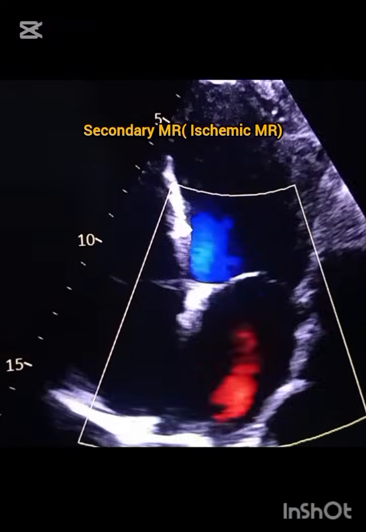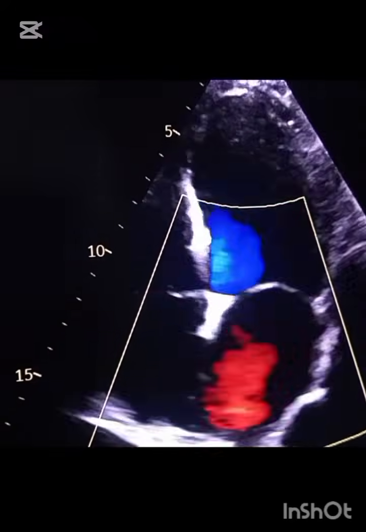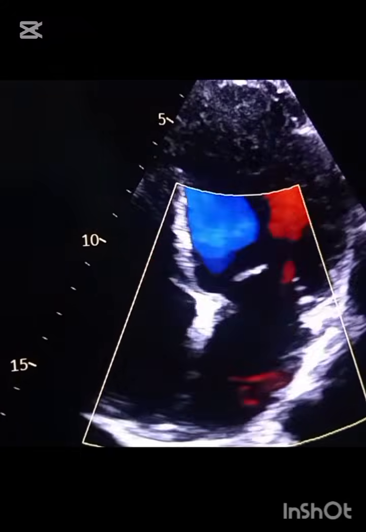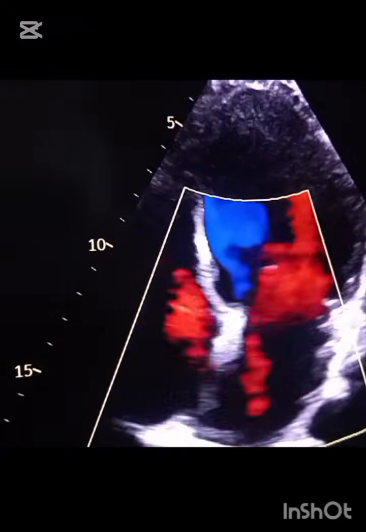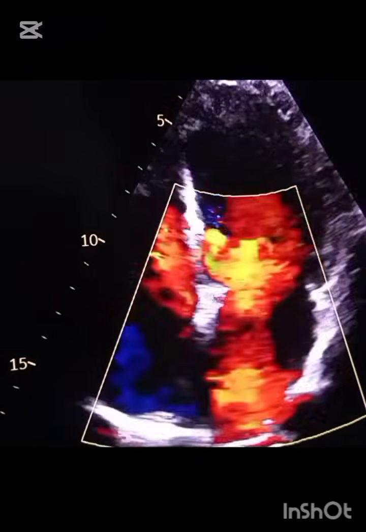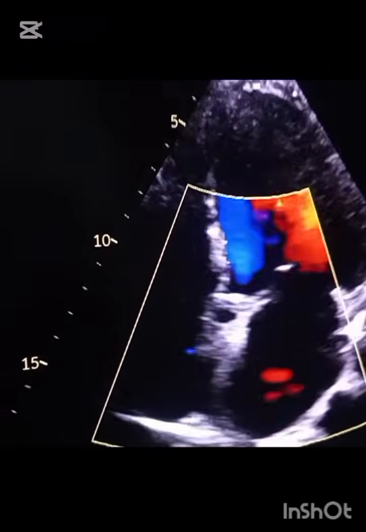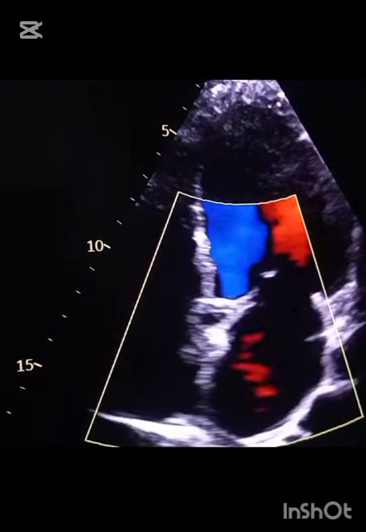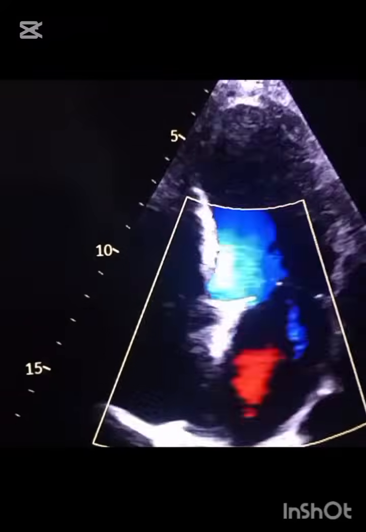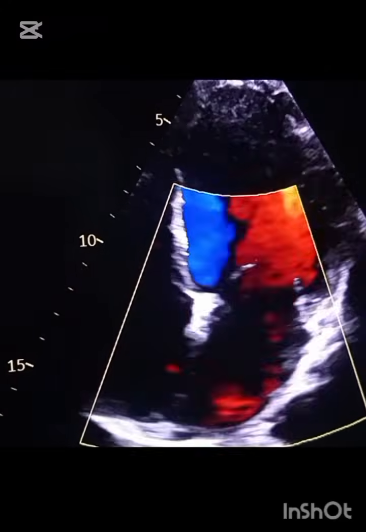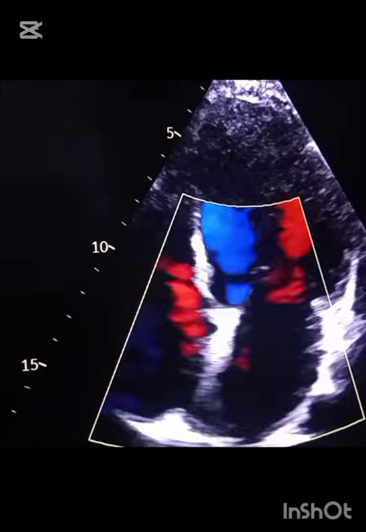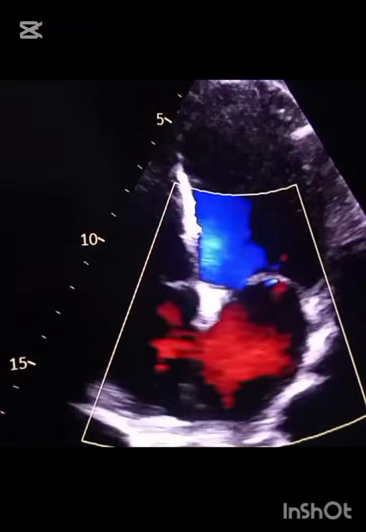Now, secondary or functional MR due to ischemia. This is a case of regional wall motion abnormality with mild to moderate mitral regurgitation. Ischemia can lead to transient papillary muscle dysfunction or rupture and acute mitral regurgitation. Chronic MR can result from retraction of the posterior mitral valve leaflet due to retraction and scarring of the posteromedial papillary muscle secondary to chronic ischemia.